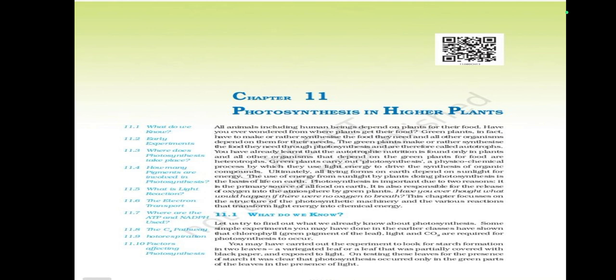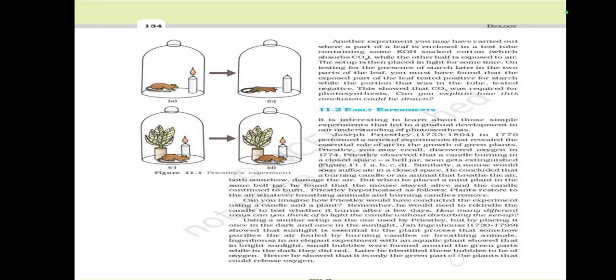You may have carried out the experiment to look for starch formation in two leaves, a variegated leaf or a leaf that was partially covered with black paper and exposed to light. On testing these leaves for the presence of starch, it was clear that photosynthesis occurred only in the green parts of the leaves in the presence of light.